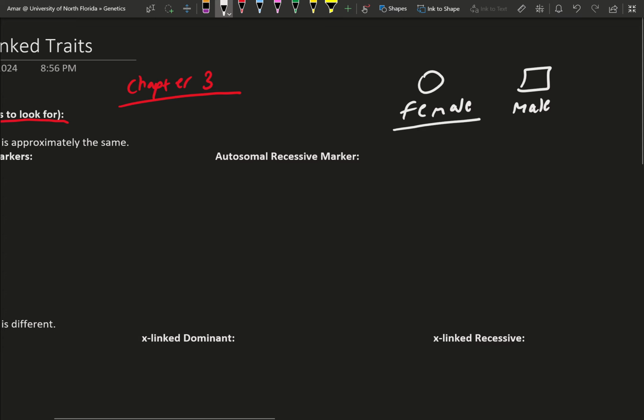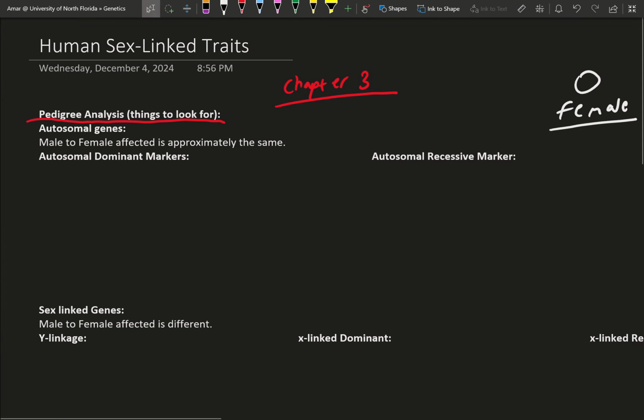Okay, from here, our objective by the end of the video is to find a way we can figure out if a certain pedigree is autosomal versus sex linkage, and then what kind of class of these genes it is. Is it an autosomal recessive gene, or is it an autosomal dominant trait? Is it Y linkage, X-linked dominant or X-linked recessive?